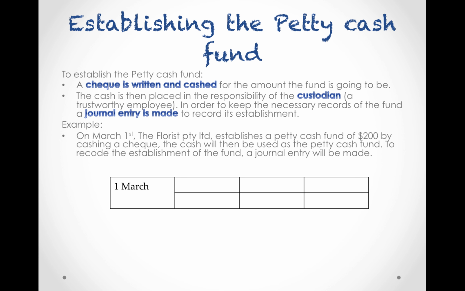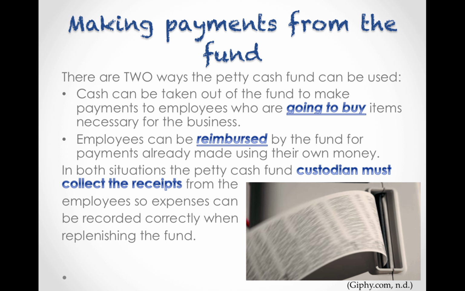So journal entries must be dated. So in this case, March 1st. Petty cash is then debited $200 as we are increasing it, and cash is then credited $200 as we are decreasing it.